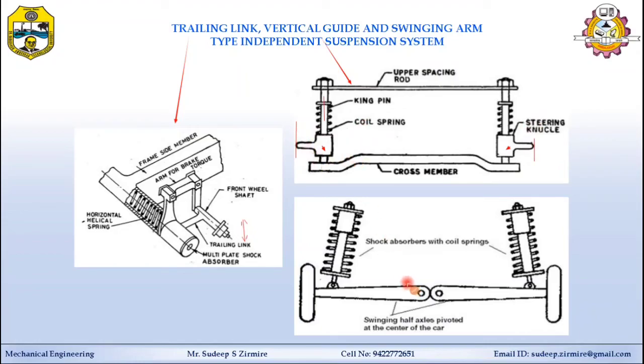The third type, the last one, is the swinging arm type in the independent suspension system. In this, wheels are mounted rigidly on the half axle. You can see these are the half axles, and these axles are pivoted at the other end to the chassis member. Both axles, you can see, are pivoted at the chassis member at the middle of the car.